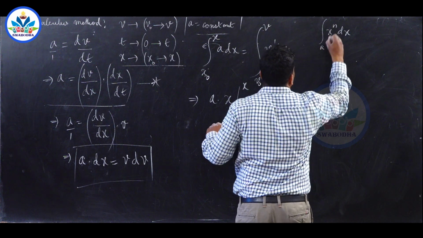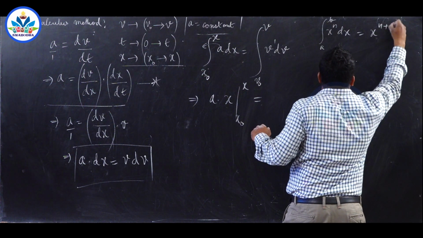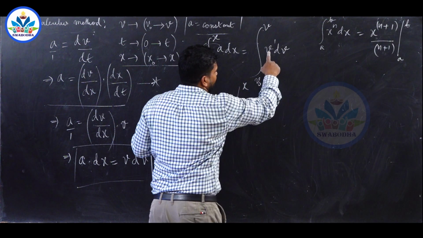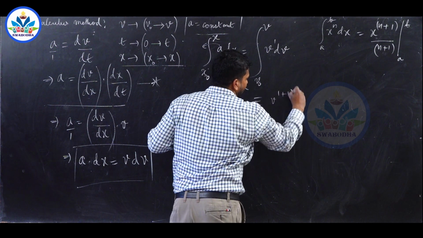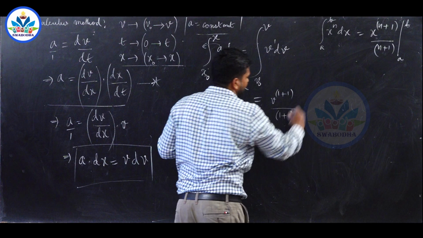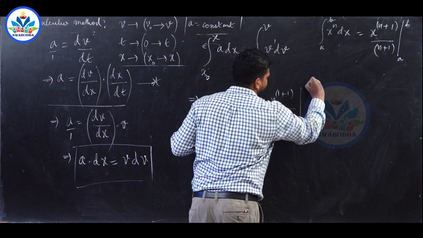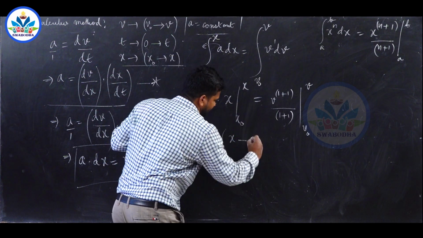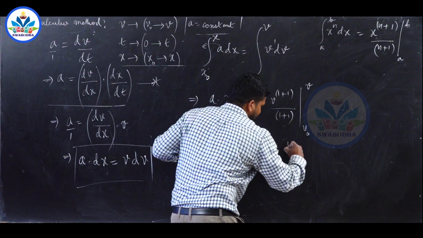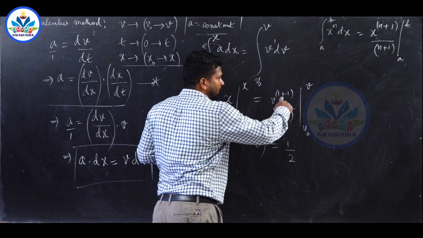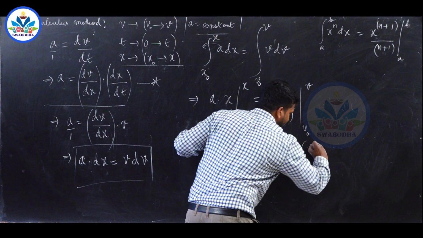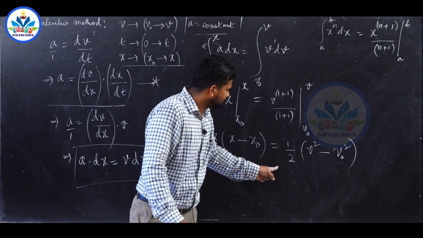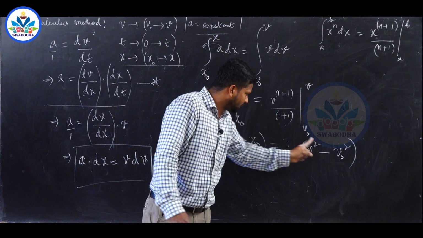This is in the form integration of x power n dx between the limits a to b, that you all know: x power n plus 1 divided by n plus 1 between the limits a to b, correct? So here v power 1 dv gives v power 1 plus 1 divided by 1 plus 1 between the limits v naught to v. So therefore a into x minus x naught equals half, since 1 plus 1 is 2, and v power 2 is v square, upper limit v square minus lower limit v naught square. Half taken outside.